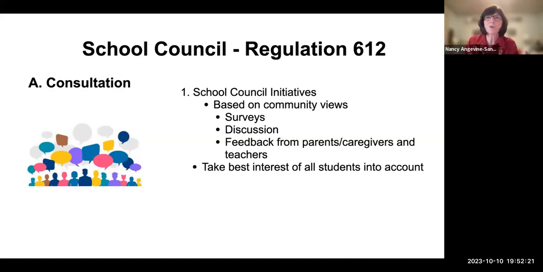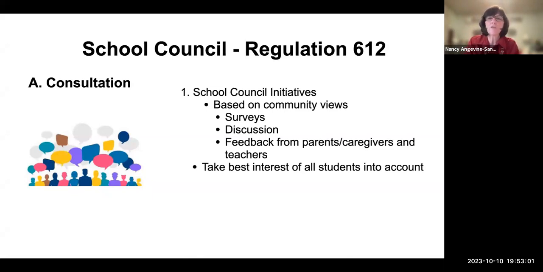If you're having a school event, there's nothing wrong with a good old clipboard and a hard copy of a council survey, and you have council members asking parents as they come in or go out of the school, what sort of things would you like? You could have discussions during your council meetings, break off into small groups with a particular question that they have to answer, and then come back. And of course, seeking that feedback from parents and caregivers and teachers about things that council could be doing to support student achievement, to support the parents in achieving student achievement.